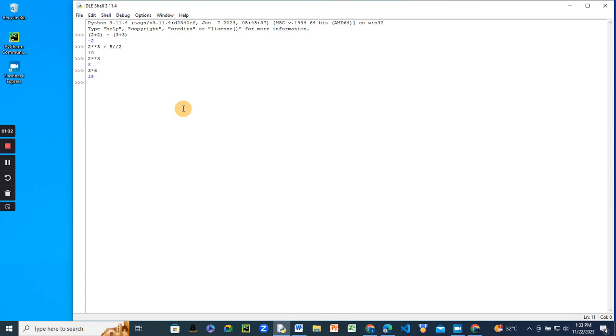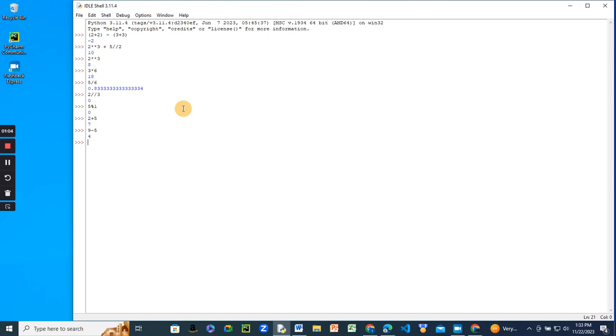So followed by division, followed by floor quotient, then followed by modulus, followed by addition, followed by subtraction. Subtraction is the last one in the hierarchy. So this is the order of the operators in operation.